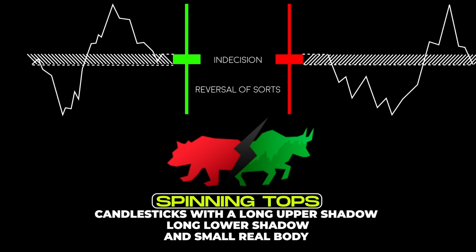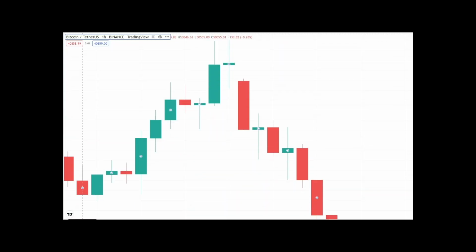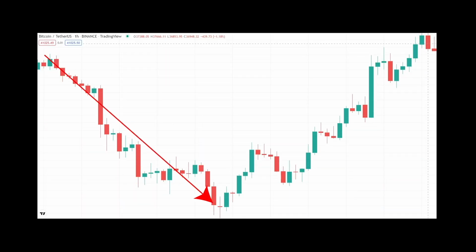So neither buyers nor sellers could gain the upper hand, and the result was a standoff. After a long green candlestick, a spinning top indicates weakness among the bulls and a potential change or interruption in trend. So the trend will change direction. And after a long decline or a long red candlestick, a spinning top indicates weakness among the bears and a potential change, so interruption in trend.